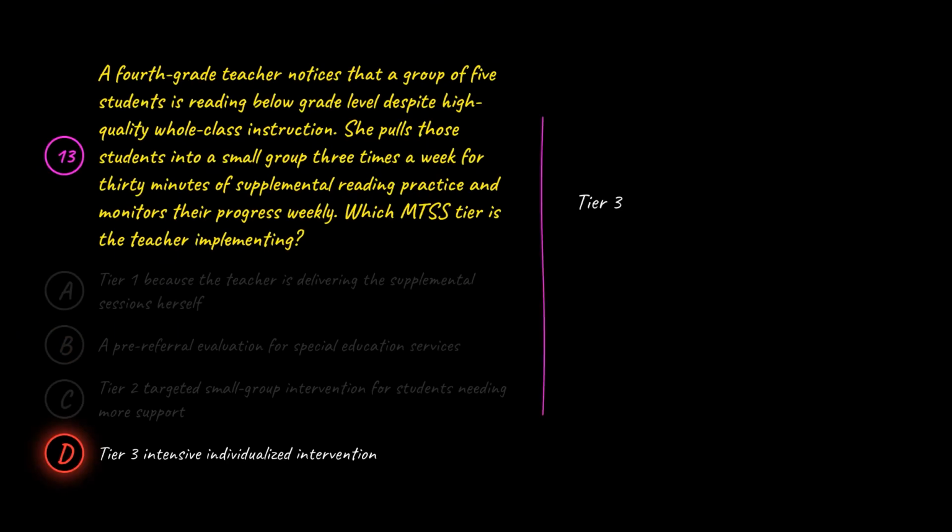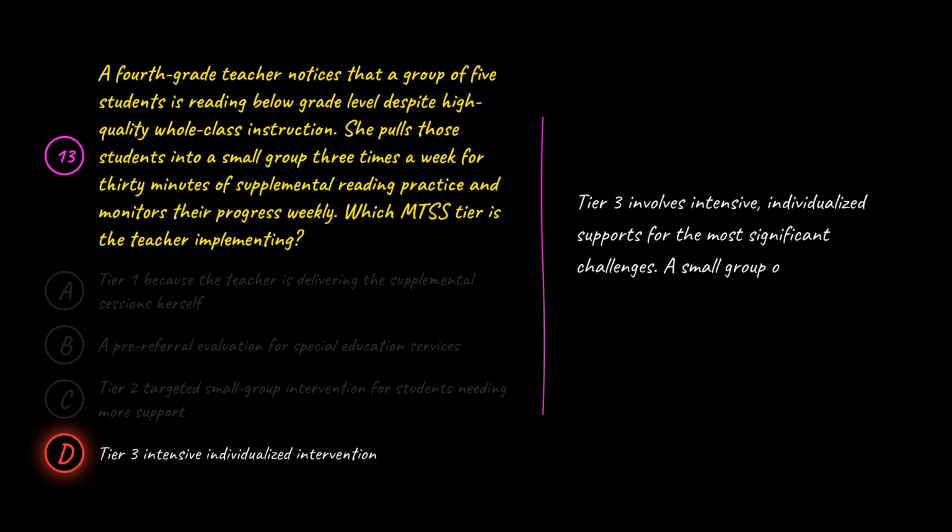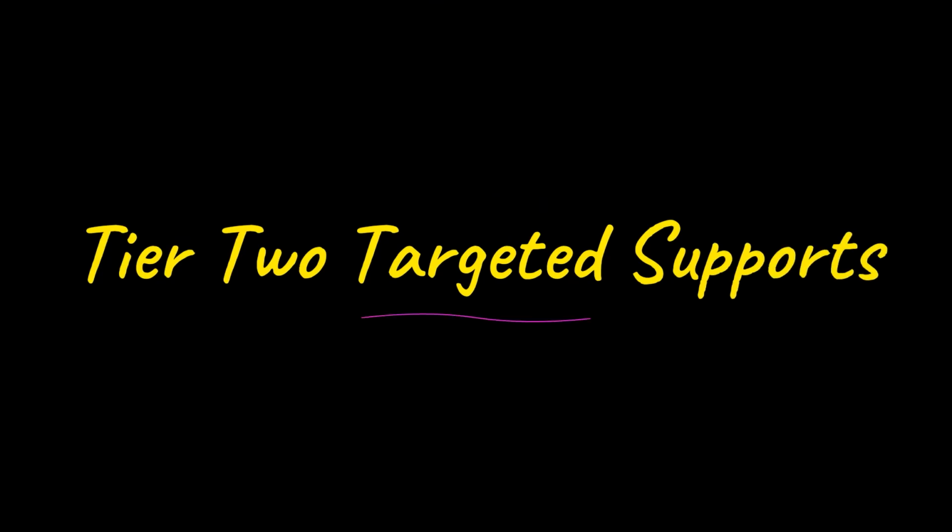D is wrong because Tier 3 involves intensive, individualized supports for the most significant challenges. A small group of students working on grade-level reading does not meet that threshold. Tier 2 sits in the middle of the multi-tiered support framework, designed for students who need more than universal instruction, but do not yet require the most intensive services the system provides. Understanding what makes Tier 2 distinct is essential for applying the framework correctly.